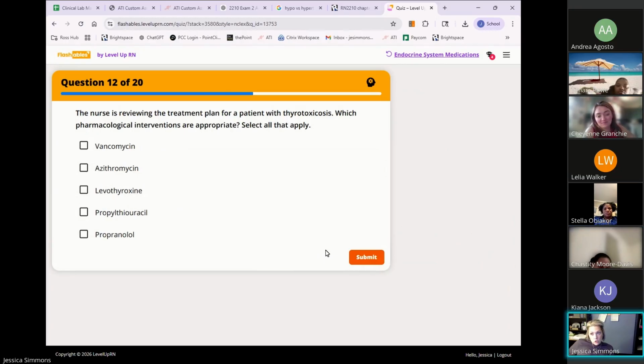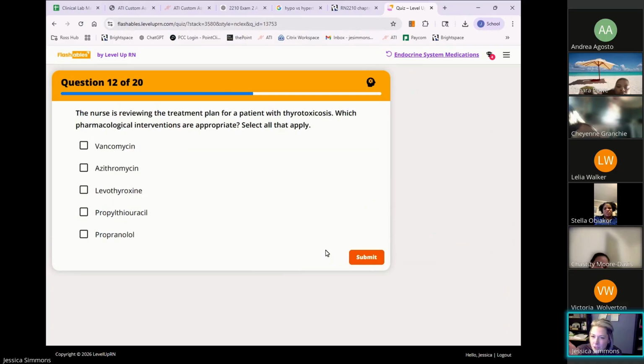What drugs? First of all, this is a select all that apply, right? What is vancomycin? It's an antibiotic. Azithromycin is an antibiotic. What is propranolol? Beta blocker. Yes. So we have two drugs left, levothyroxine and the PTU. We know that both of these drugs are used for the thyroid. One is for hypothyroidism and one is for hyperthyroidism.